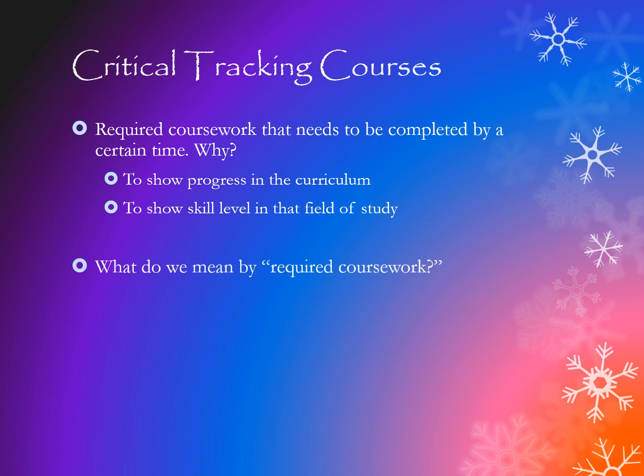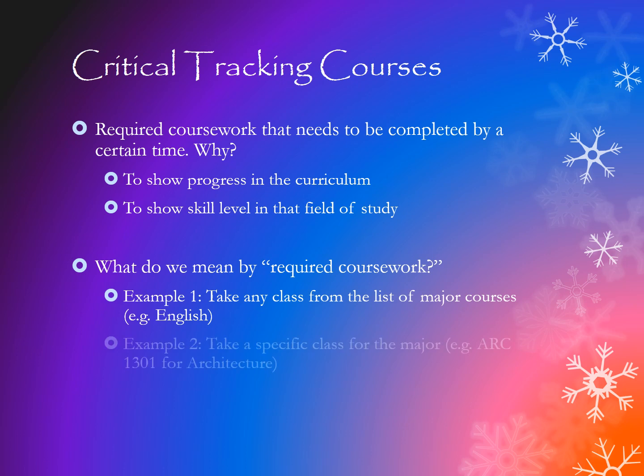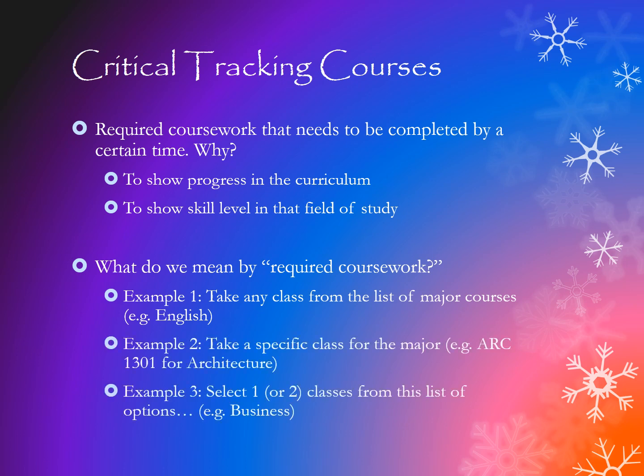When we talk about required coursework, we're talking about a couple different options. So there's going to be 3 examples here that I'm going to go over with you. Required coursework can mean, for example, for the first one, let's take English. English requires for tracking that students take any English class from a list of English courses. So it's pretty much anything in the English department. A student can choose from that, and that will meet a tracking requirement depending on which semester that you're looking at. So for example 1, you've got very little specificity, right? But you've got a big list of things that you can choose from.